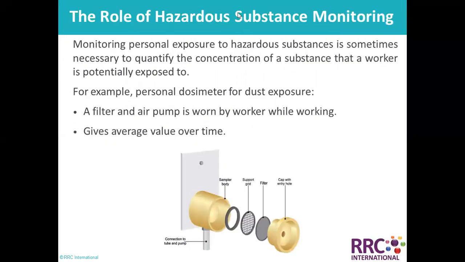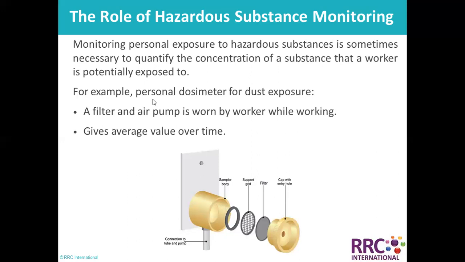Now, how are we going to monitor them? Because in the role of hazardous substances monitoring, monitoring personal exposure to hazardous substances is sometimes necessary to quantify the concentration of a substance that a worker is potentially exposed to. Like if you are sending one gentleman into a confined space, make sure what the level of oxygen is, what the level of H2S is, any chances of carbon monoxide, and what the LEL, lower explosive limit, is within that area, or some other toxic gases. And then you evaluate whether you can send this gentleman without SCBA, without any respiratory protection, and for how many hours, if it is all under control and within permissible limits. And if it is out of permissible limits, what kind of precautions, controls, or PPE you have to provide to that gentleman.